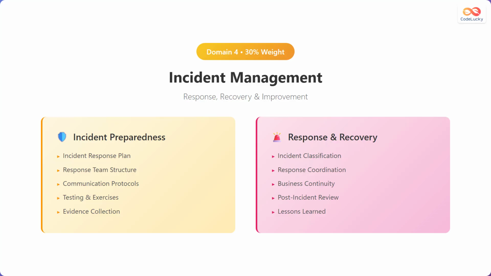Incident management is critical for maintaining business continuity and minimizing the impact of security events. This domain covers both preparedness and response activities. Incident preparedness begins with developing a comprehensive incident response plan that defines roles, responsibilities, and procedures. Response team structure establishes clear lines of authority and communication during incidents. Communication protocols ensure timely and accurate information sharing with internal teams and external stakeholders.